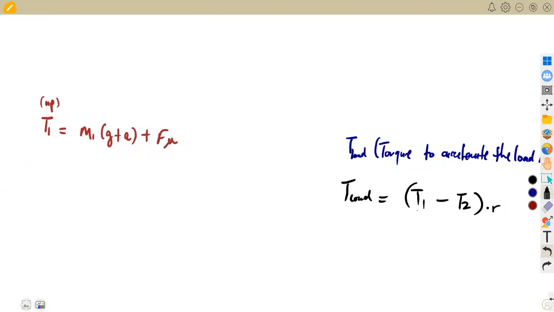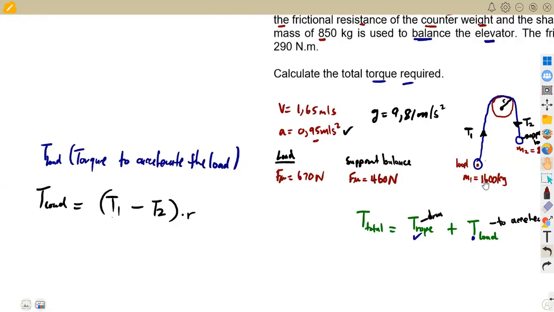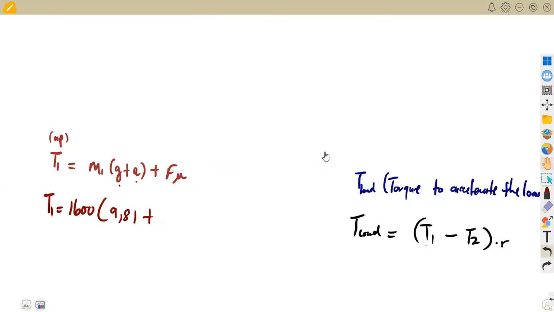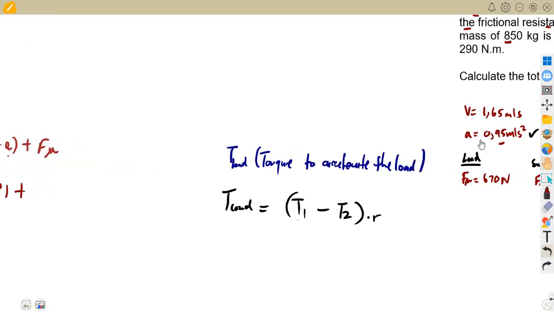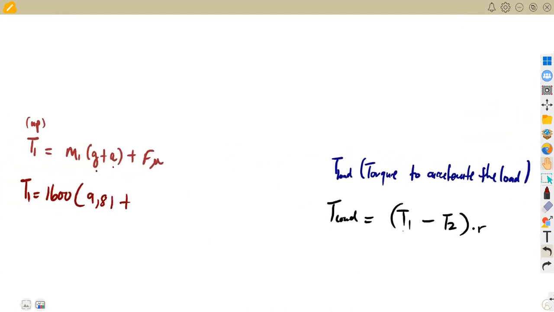So we have the values. We are simply going to substitute in this case. So T1 is going to be M1. That is the mass of the load in this case here. M1 is 1,600. All right, so we are going to have 1,600 into the gravitational acceleration of 9.81, plus the acceleration. Acceleration, this one is a positive because it's accelerating. If it is decelerating, you're going to take it as a negative. So this is a positive 0.95. All right, so you're going to add 0.95.